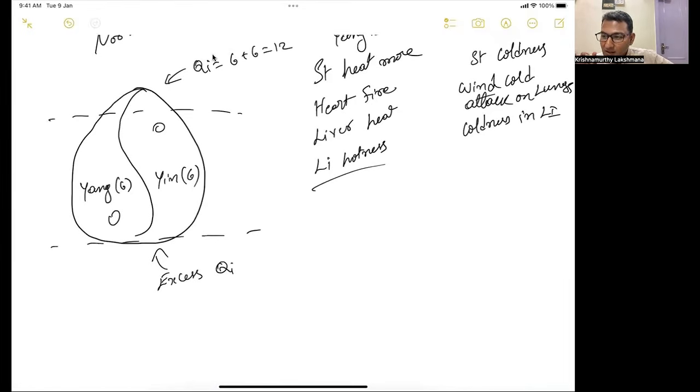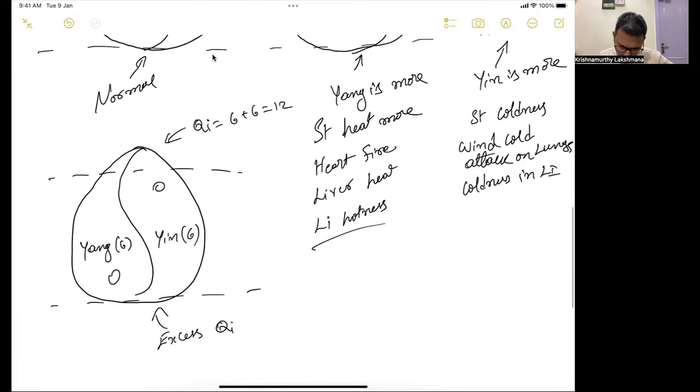For example, you told that if yang is more, then stomach heat, heart fire, liver heat, large intestine hotness. So all these cover the yang organs and yin organs. Yes. Yang can become more in a yang organ and also in a yin organ. And the same is with the yin. The coldness can become more in the yin organ as well as a yang organ.